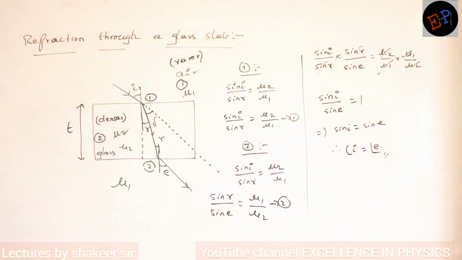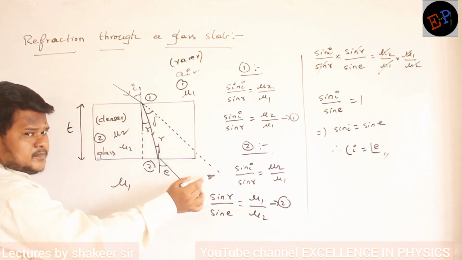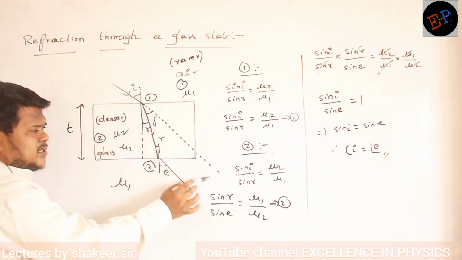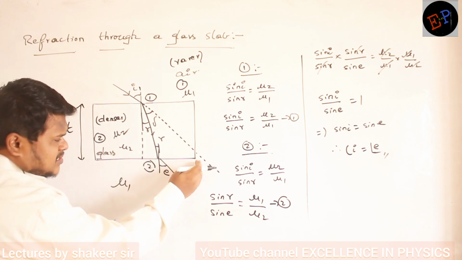Okay. But here there is one problem. What is that problem? If there is no glass slab, light should have travelled in this direction. But finally it is leaving in this direction. So directions are same, but the light ray has shifted backwards.